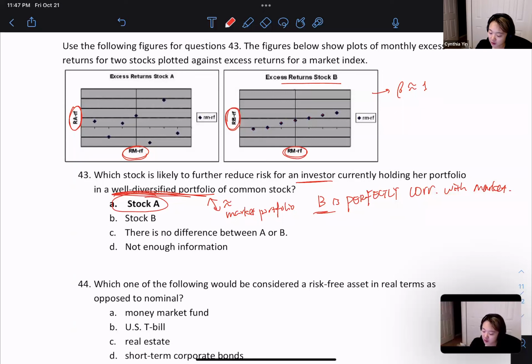And if you look at stock A, these dots are kind of random. When market return is higher, the stock A return is sometimes higher, sometimes lower. And when market return is lower, stock A return is sometimes higher, sometimes lower. So it's kind of not really correlated. This is something you want. Not correlated means there is some diversification effect at least, although not as good as negatively correlated. So A would be better.